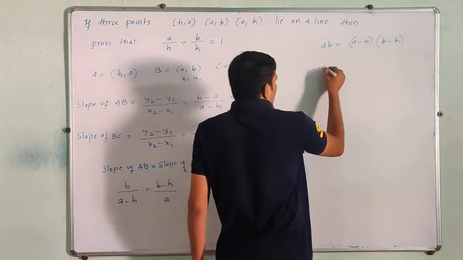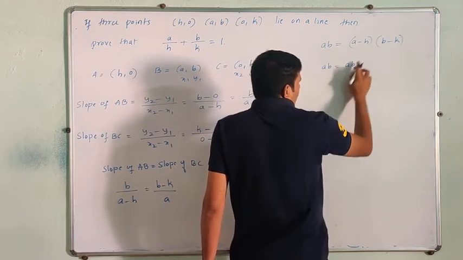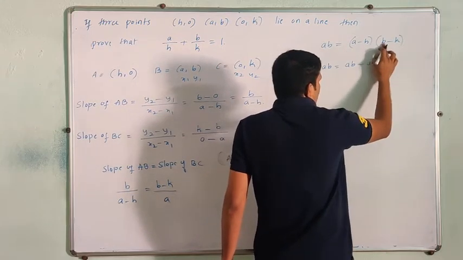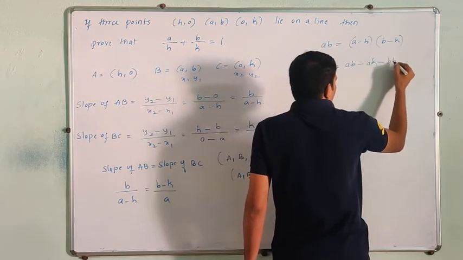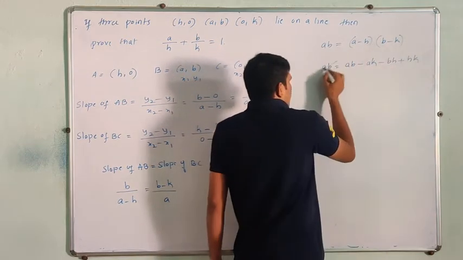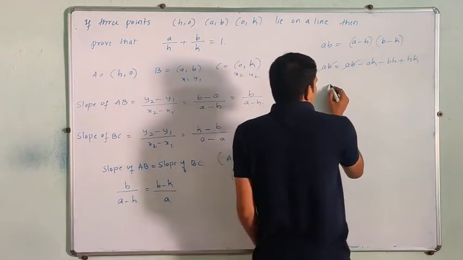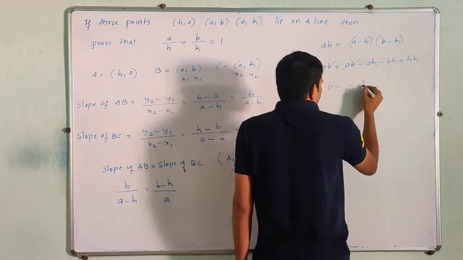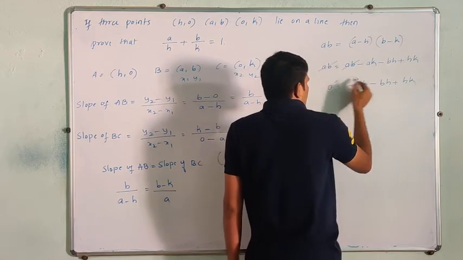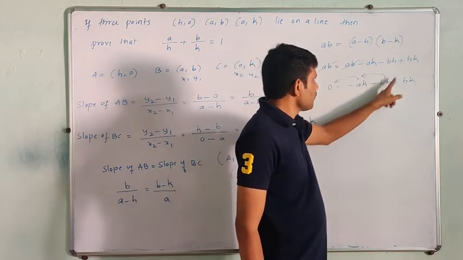Multiply the brackets: A into B, AB; plus A into minus K, minus AK; minus into plus minus, B into H, BH; minus into minus plus, H into K is HK. So here you can observe that AB will get cancelled. So 0 is equal to minus AK minus BH plus HK.